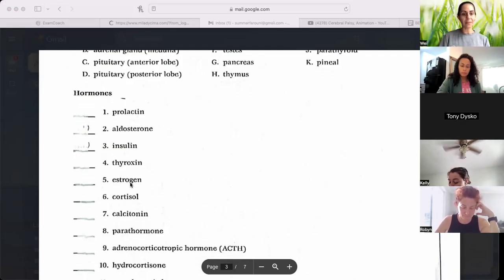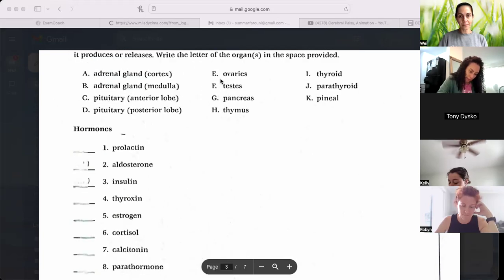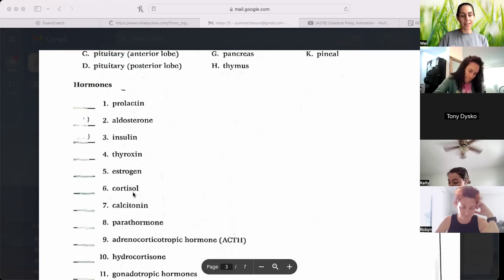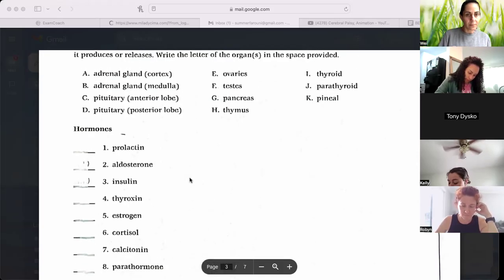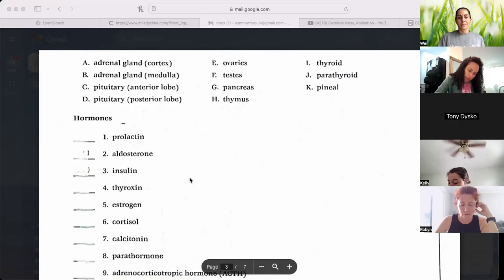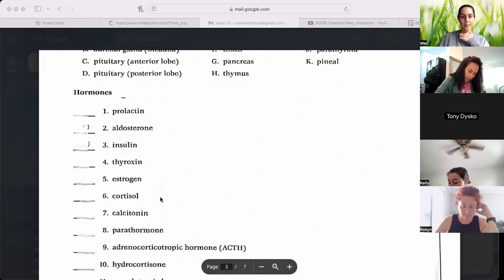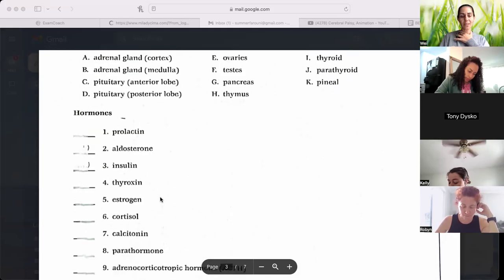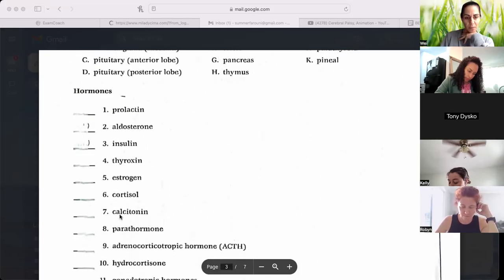Okay, number 5, estrogen. Ovaries, correct. And cortisol. Adrenal, the cortex. The cortex, correct. It's important that you differentiate between the cortex and the medulla. C with C, that's easy to remember.